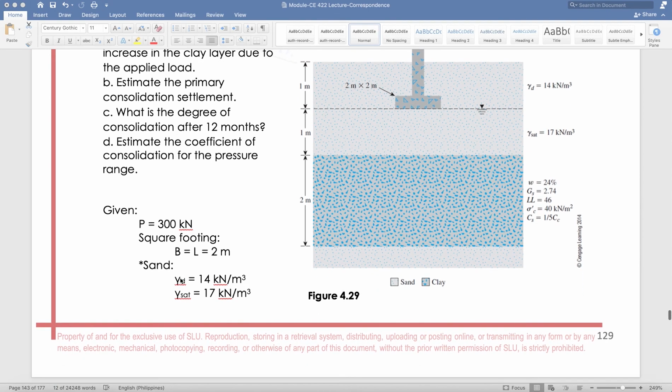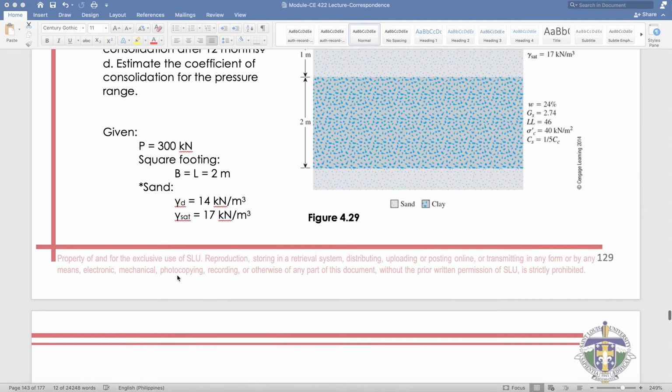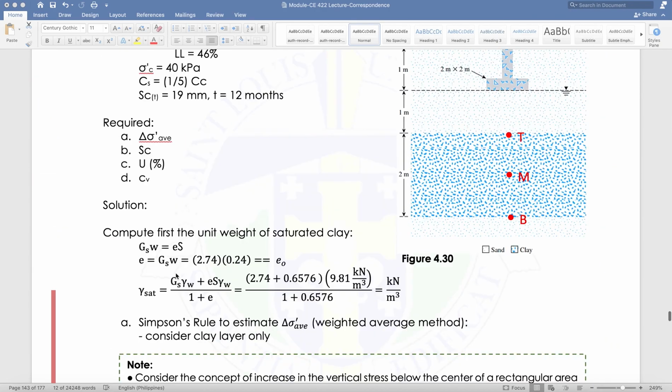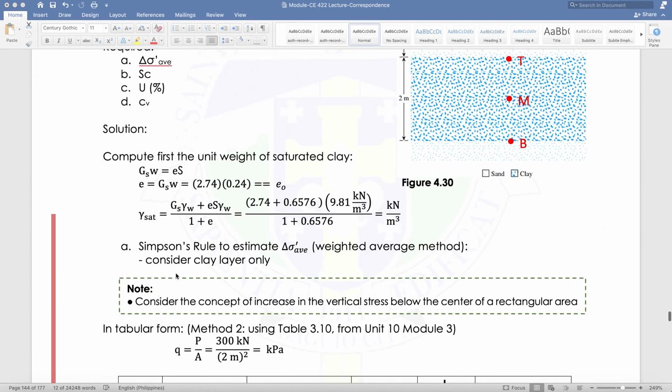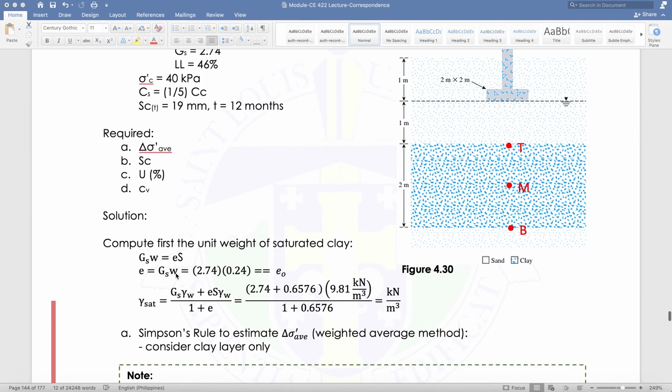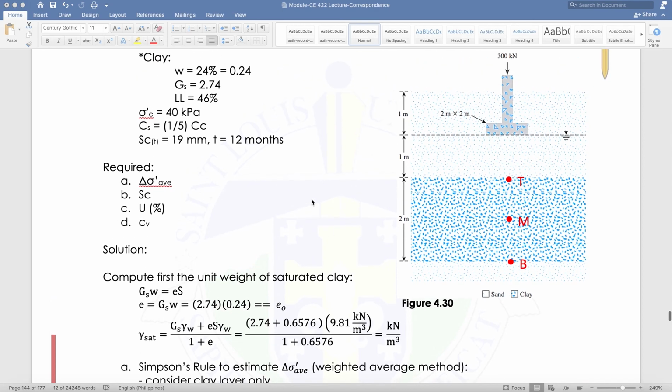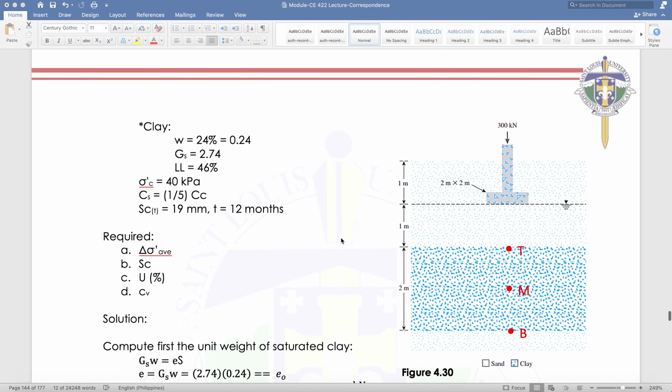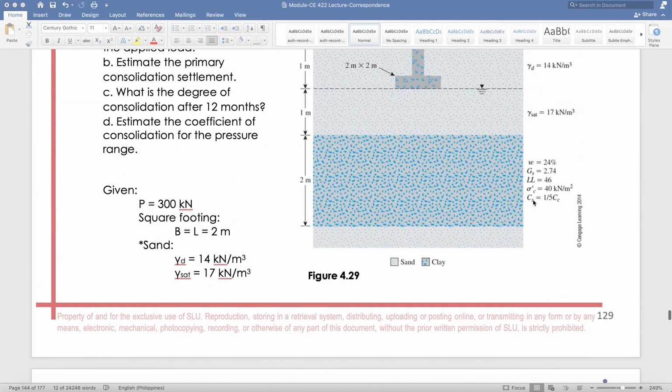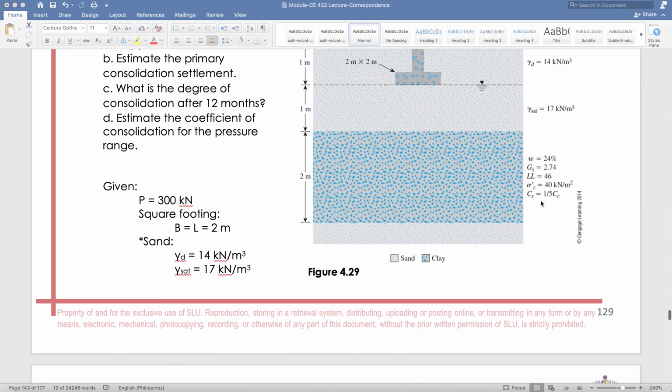Okay, we have the unit weight, gamma dry, gamma sat, and we have here the characteristics of the clay. So first we need to solve for the unit weight of the clay, and it is gamma sat. But we cannot yet directly solve for our gamma sat here because we do not have the void ratio. What we are given is the moisture content, the specific gravity, liquid limit, the pre-consolidation pressure, and we have the Cs, which is equivalent to 1/5 of Cc.